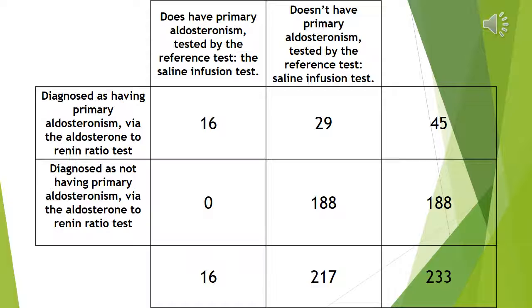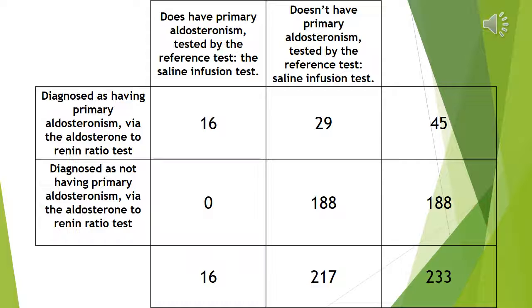It may be easier to understand this with a visual, so let's put it into a table. So in this test, they had 233 patients. Of these 233, the reference test, SIT, diagnosed 16 patients with primary aldosteronism, whilst the aldosterone to renin ratio test diagnosed 45 patients with primary aldosteronism.